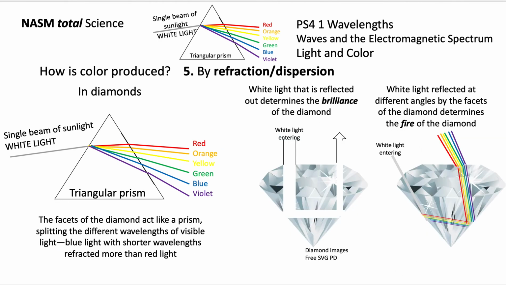And here for a diamond, on the far right, you can see with the many facets how the light is being refracted more than once, and they call that the fire of a diamond. You also have, with the white light, how much white light is reflected out at the right angles, and that gives the brilliance of a particular diamond.